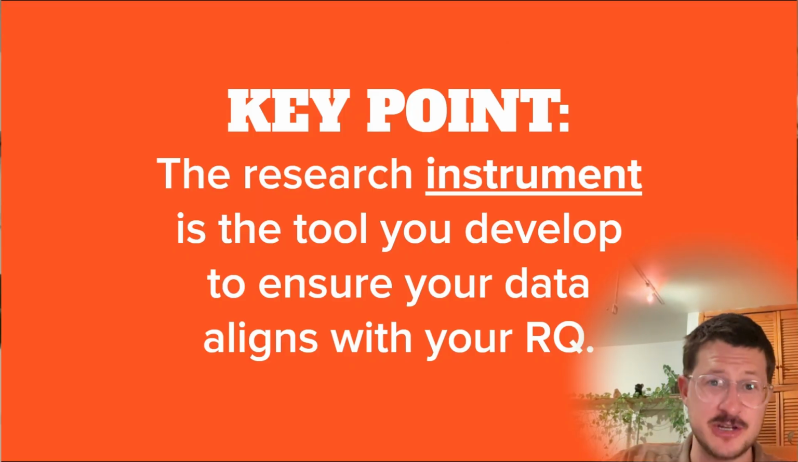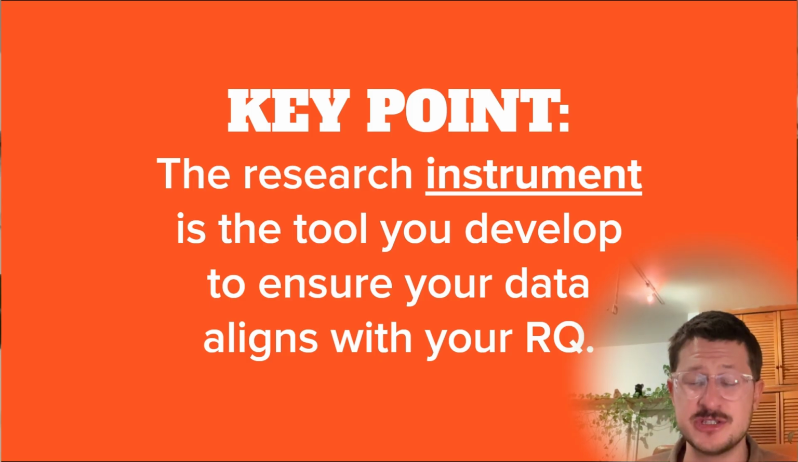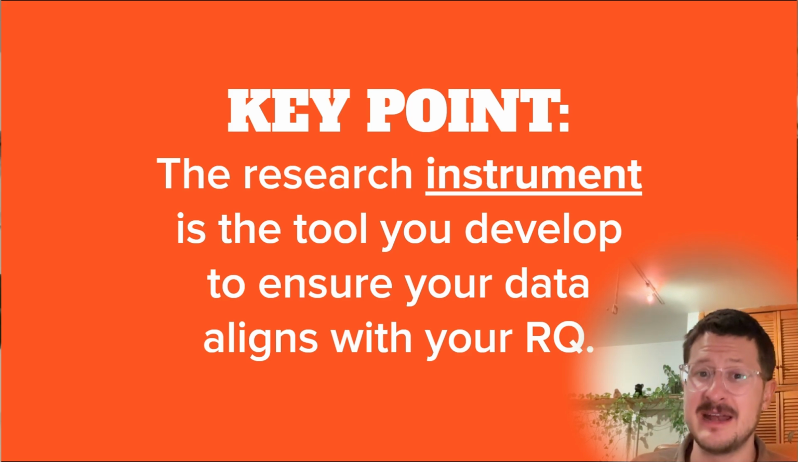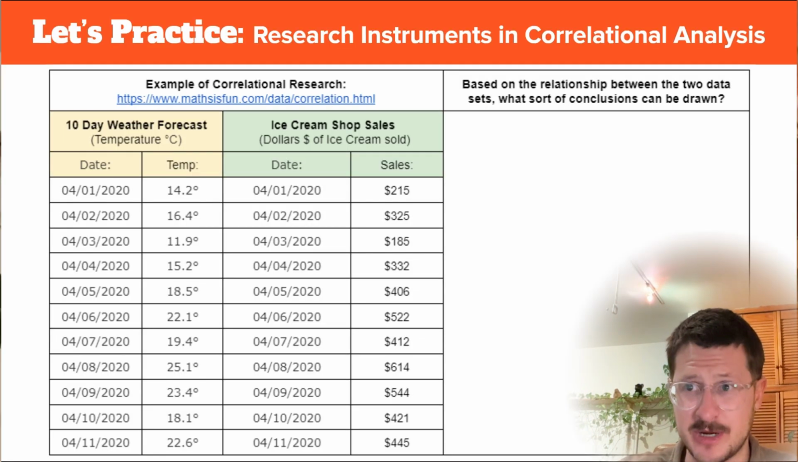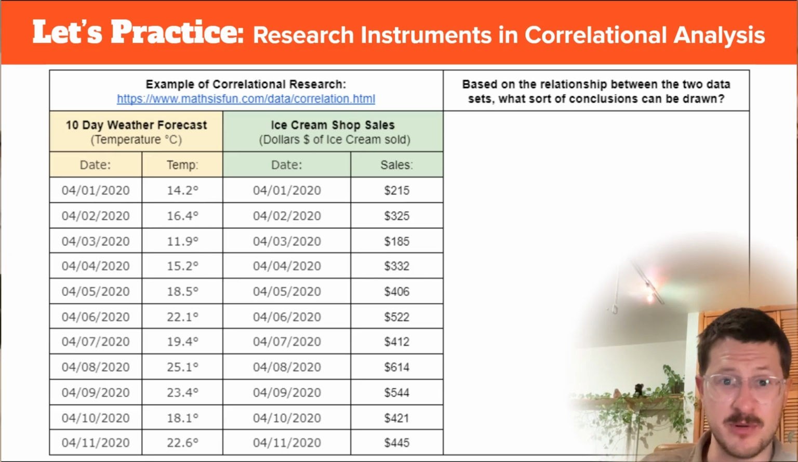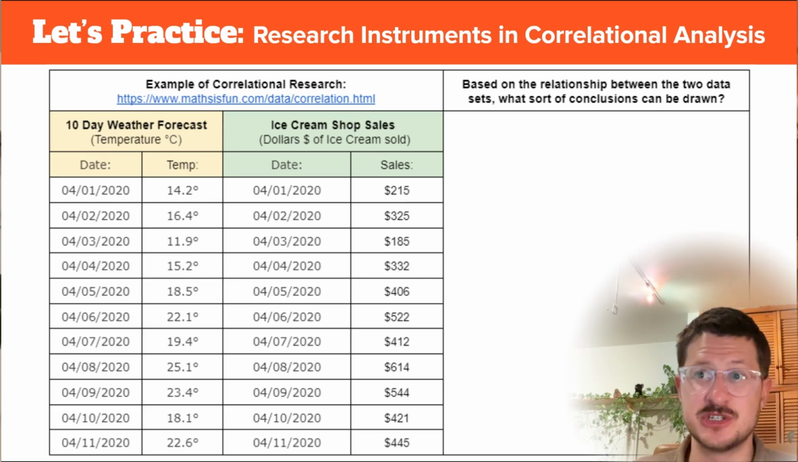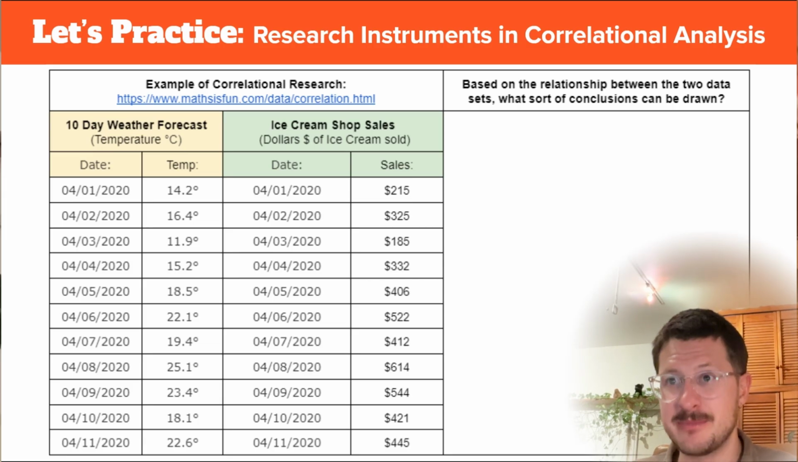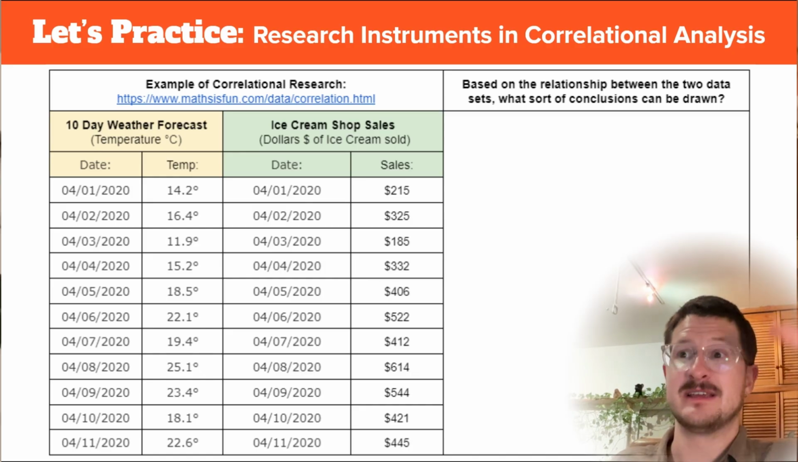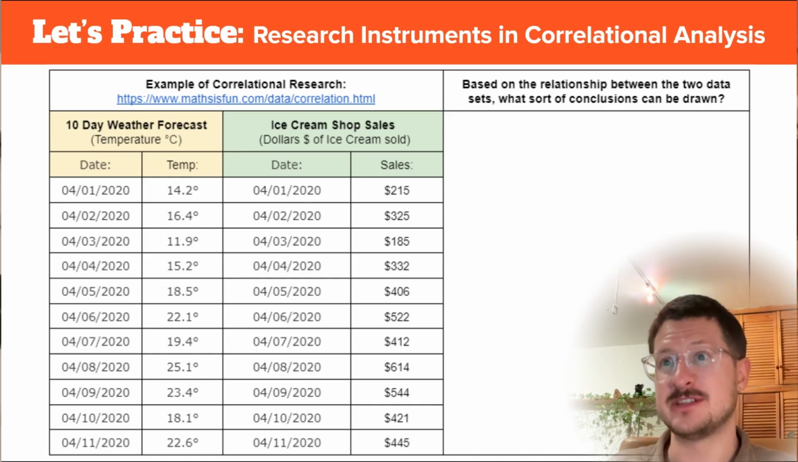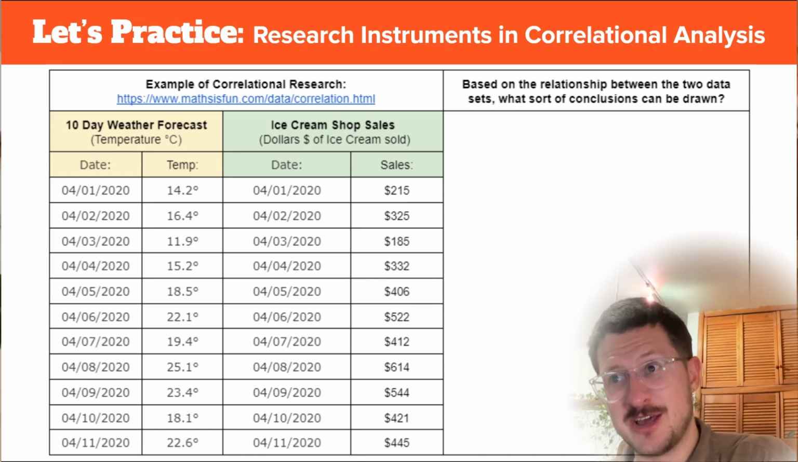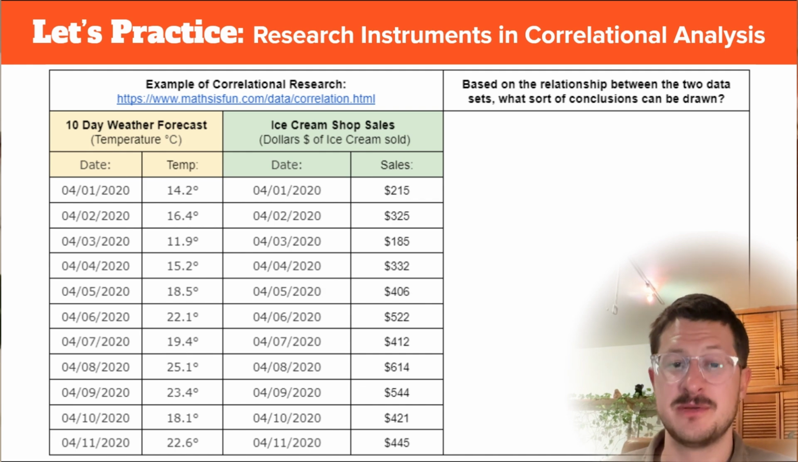Okay, the key point I'm trying to drive home in this whole big opening is that the research instrument is the tool you develop to ensure that your data is going to align and actually be able to answer your research question. So, for example, if we were practicing this with correlational analysis, you might have two sets of data here, and if you're trying to figure out the relationship, it might go something like this. On one hand, I have a set of data that's related to the weather on certain days, and on the other set, I have data that's related to ice cream sales.